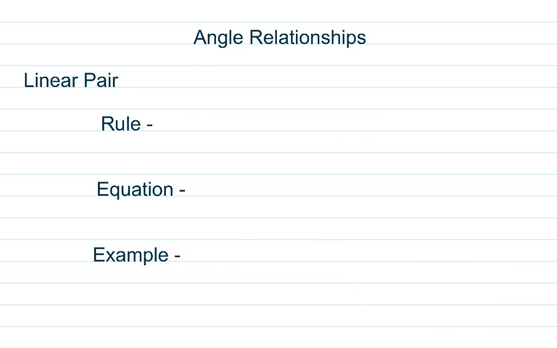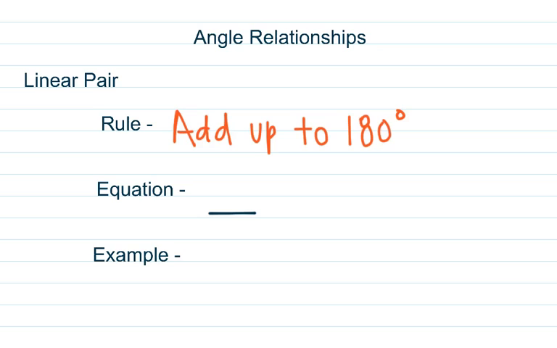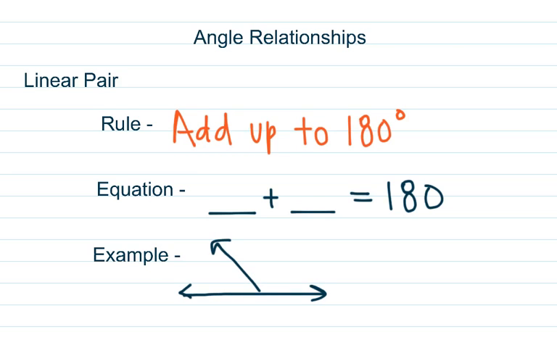Another one very similar to this one is our linear pair, which actually has the same exact rule. We need to add up to 180 degrees. And our equation is going to be exactly the same as well. We have our angle plus our second angle is equal to 180. This doesn't change because linear pairs are supplementary. The only other thing is that the angles must be adjacent. So in this example, it might look something like this. And maybe we have something like 3x and 15x.